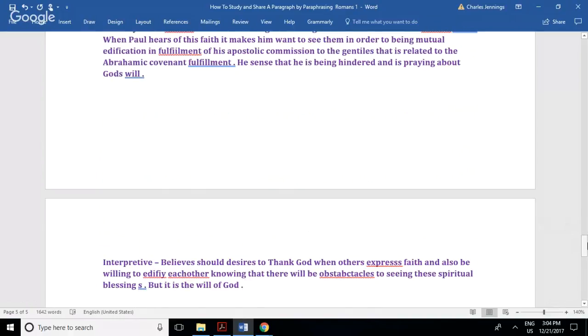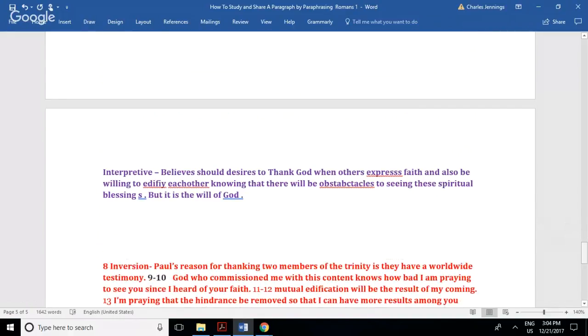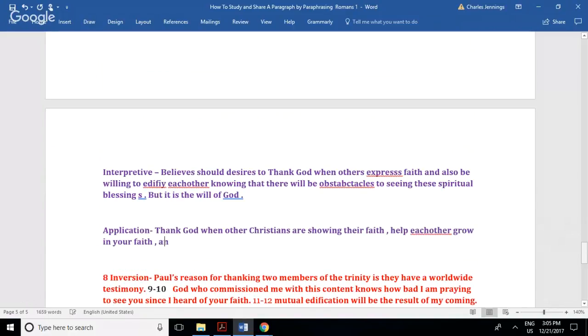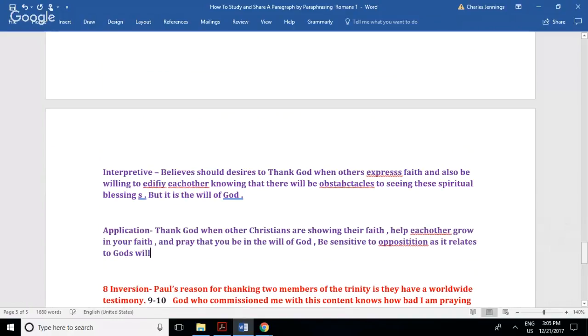Something like that. And then application can be something like this. Thank God when other Christians are showing their faith, help each other grow in your faith, and pray that you be in the will of God. Be sensitive to opposition as it relates to God's will and direction.